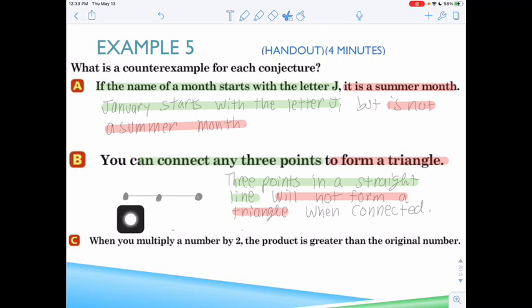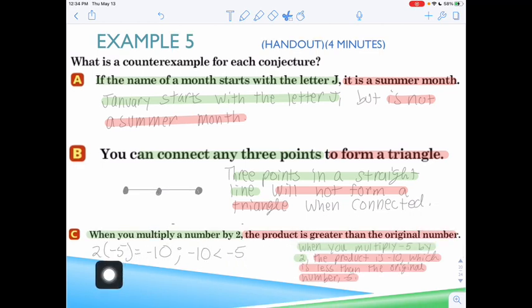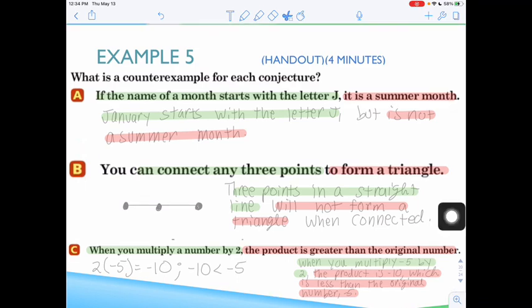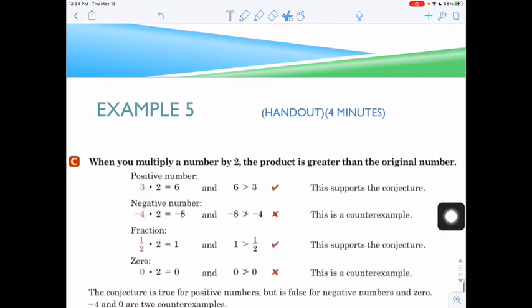Part C says when you multiply a number by 2, the product is greater than the original number. There are many cases where this is true. For example, 1 times 2 is 2, and 2 is greater than 1. 5 times 2 is 10, and 10 is greater than 5. However, if we take a number like -5, 2 times -5 is -10, and -10 is not greater than -5. It is actually less than, and the reason for that is the negative sign. So when you multiply -5 or any other negative number by 2, the product is -10, which is less than the original number, -5. The work for this problem is written out on the next few slides.